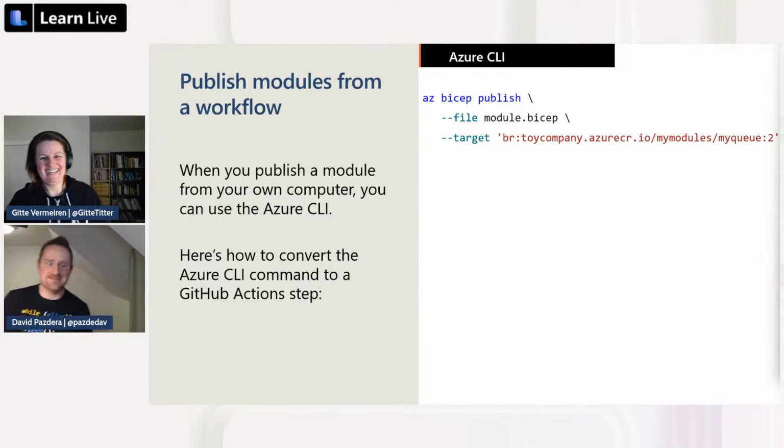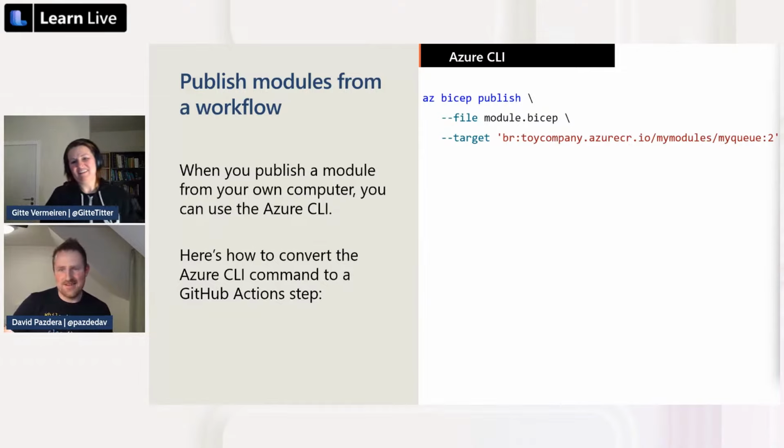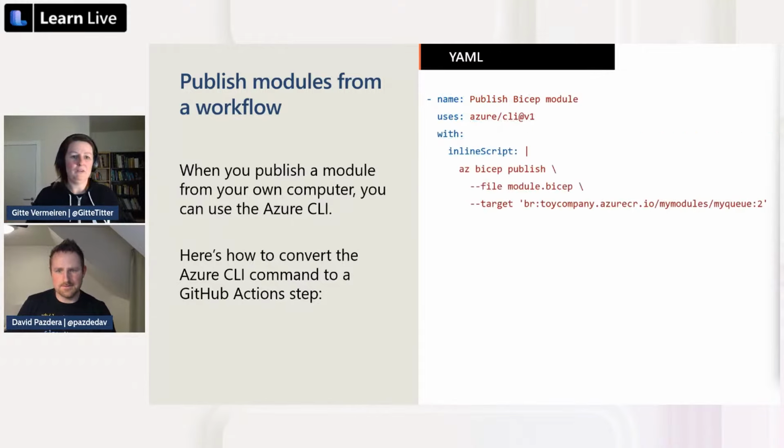It is. But here, my modules is the registry name, so to speak, and then my queue is the name of the module itself. And the 2 at the end is the version that you're publishing here. Now, this is the command line. And if you want to do this from YAML, from a workflow, easy peasy again, right, David? That is exactly the same syntax.